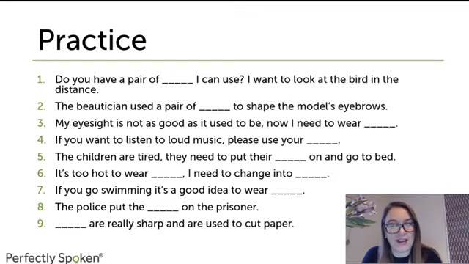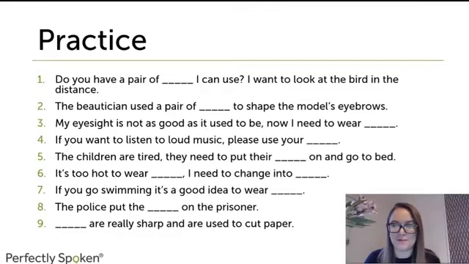Number 6, we've got two here. It's too hot to wear. I need to change into. Number 7, if you go swimming, it's a good idea to wear. Number 8, the police put the on the prisoner. And number 9, are really sharp and are used to cut paper. So pause the slide and see if you can complete the sentences using the vocabulary from the previous slide. Then we'll check our answers together.